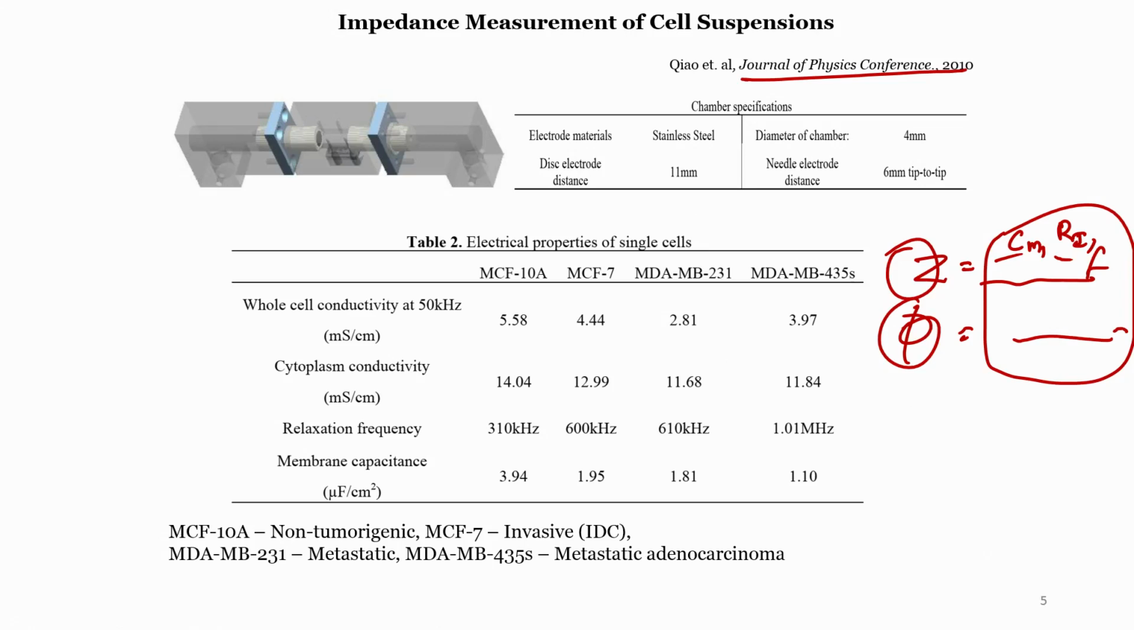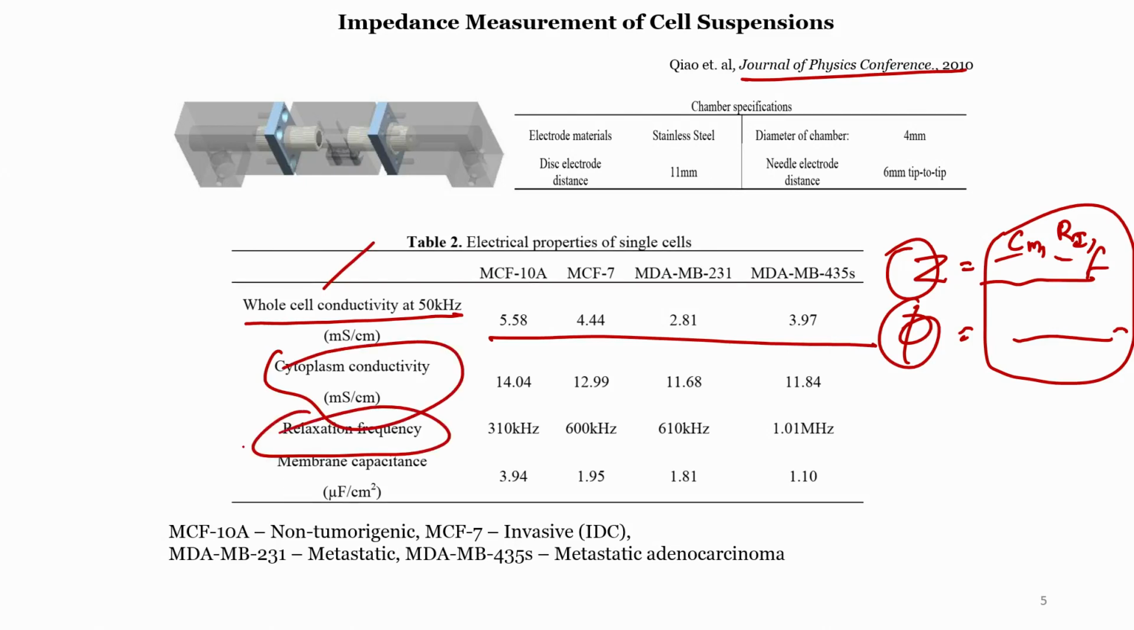They have measured whole cell conductivity, that is the conductivity of the whole cell at 50 kilohertz. Then from that whole cell conductivity, they have tried to resolve the cytoplasm conductivity, the relaxation frequency, and the membrane capacitance. All these things they have tried to resolve from that data, which is a very interesting way of looking at it.